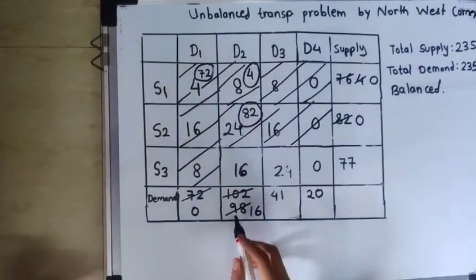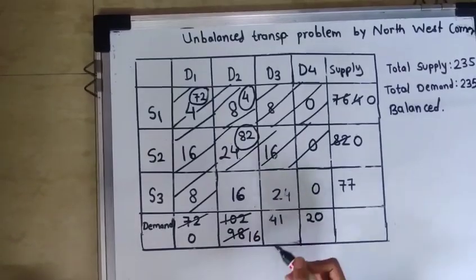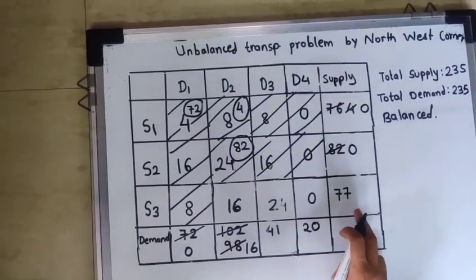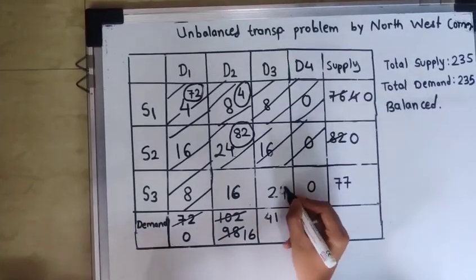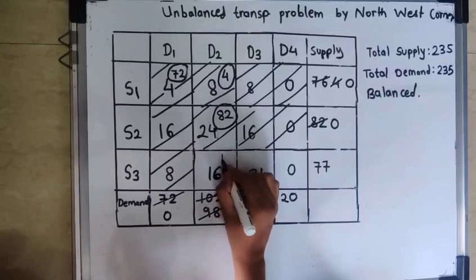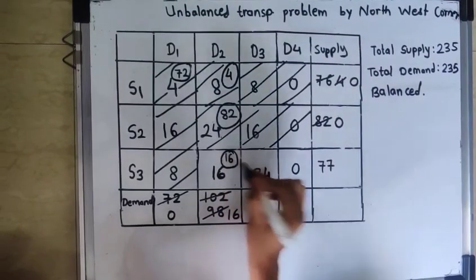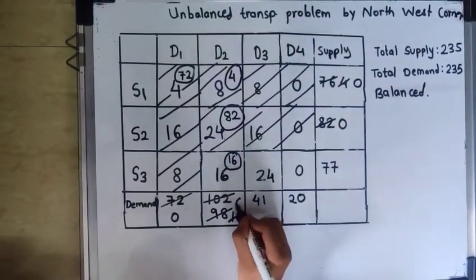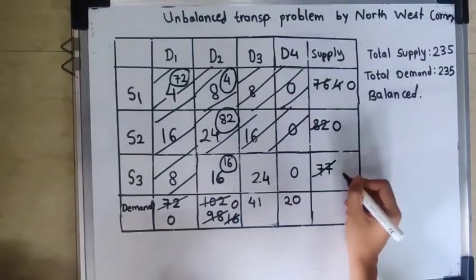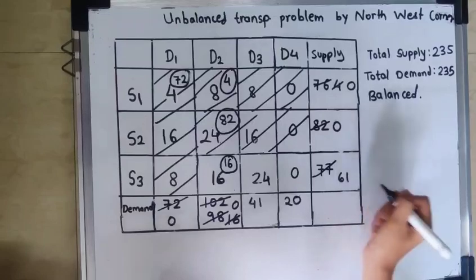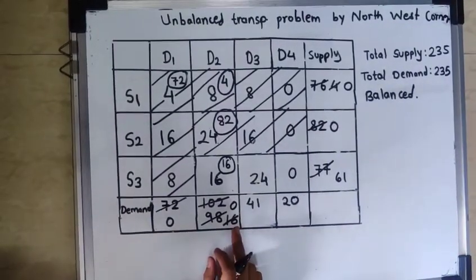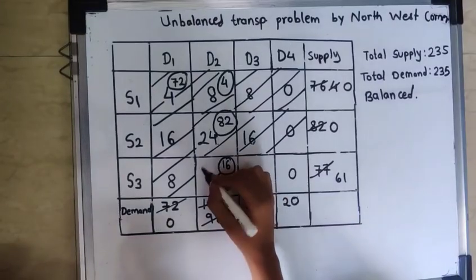Next we have 16 over here. The corresponding column value is 16 and the corresponding row value is 77. So the smaller number is 16. We will allocate 16 over here. 16 minus 16 will be 0, and 77 minus 16 will be 61. Now this column has become 0, so we will eliminate it.